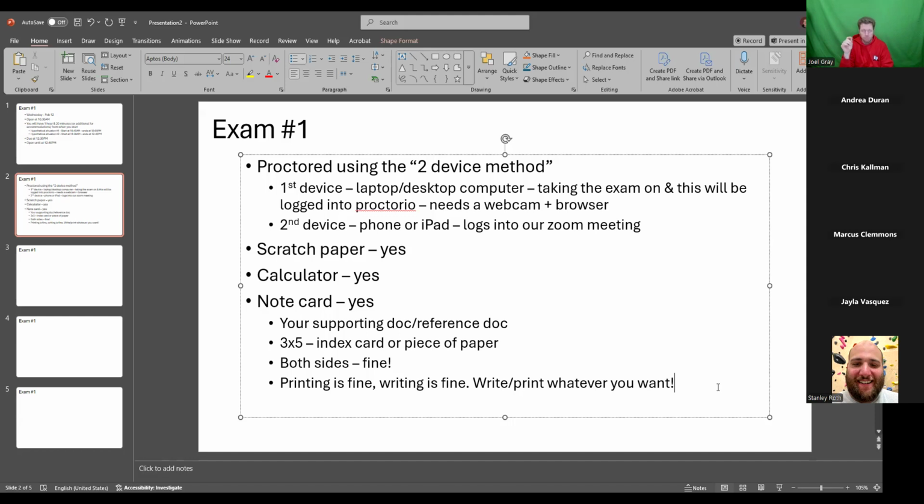You can have Sharpies. I had a student in one of my other classes ask if they could use a whiteboard. Fine. I'm thinking when somebody says a whiteboard, they mean something that can fit in front of themselves, as opposed to something on the wall where they have to turn around. If you want, that's fine. It's just closed notes, but your note card slash supporting doc, reference doc, is for you to use.